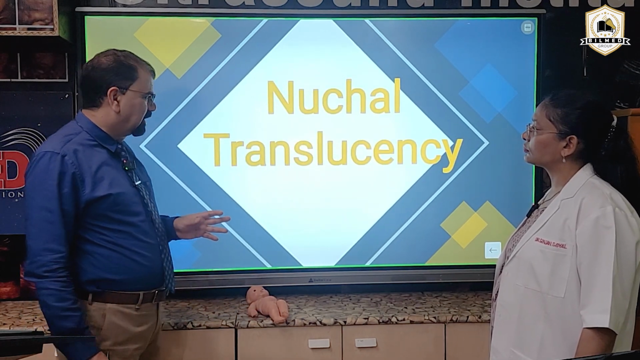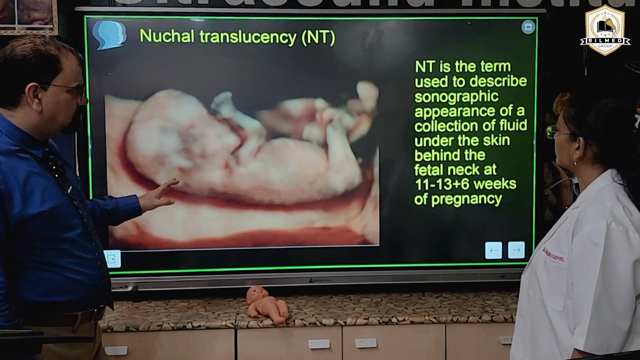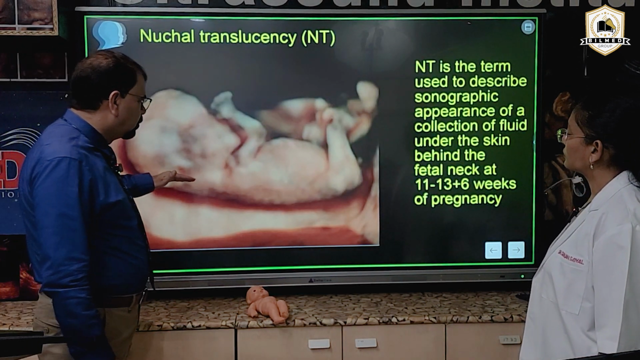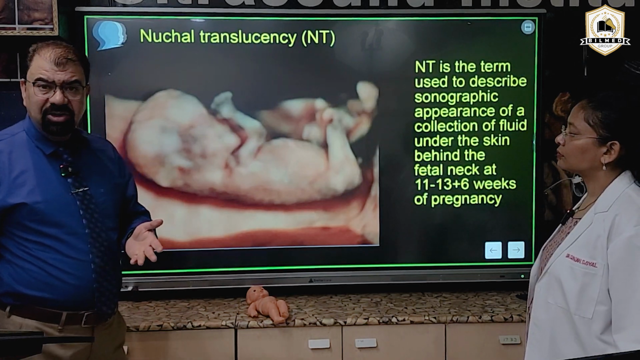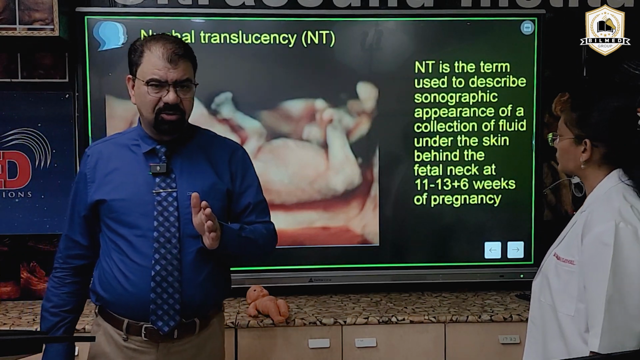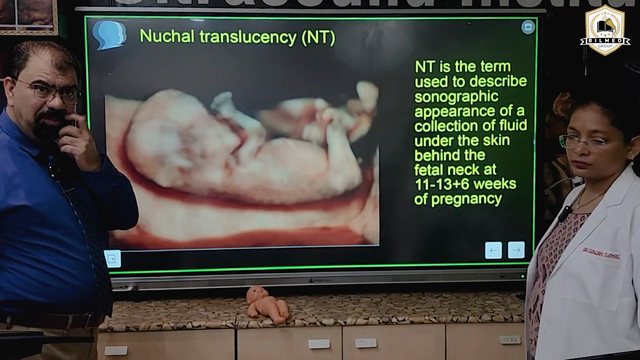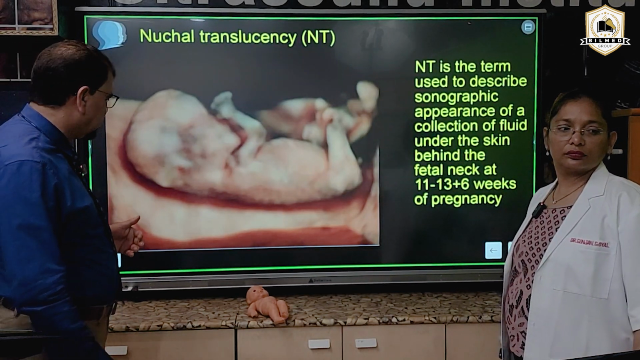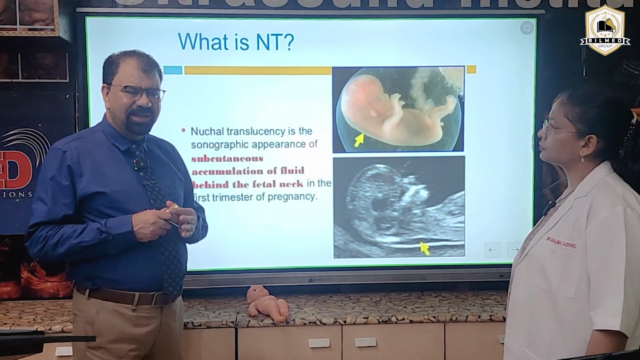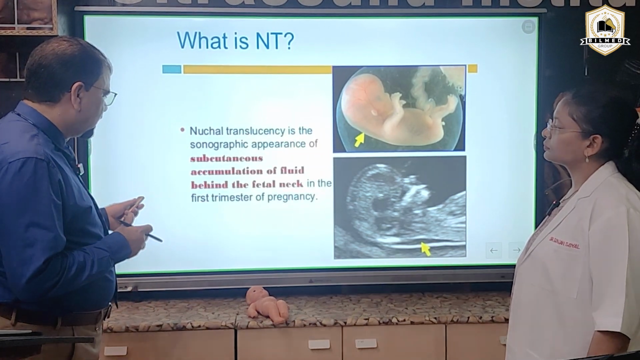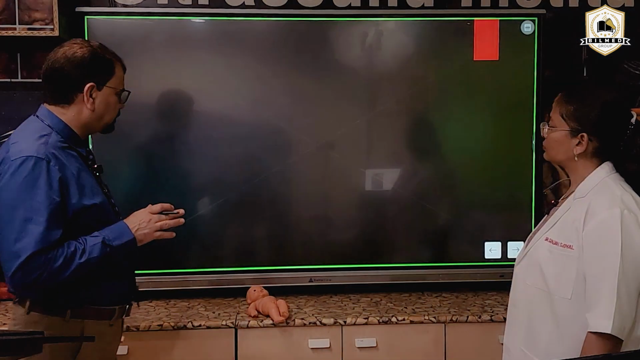So let's start with the nuchal translucency. This is a term used to describe the fluid collection under the skin. At what gestational age? 11 to 13+6 weeks. So it is from 11 to 14 weeks, specifically 13 weeks and 6 days of pregnancy. Sonographically, we see it as a subcutaneous accumulation of fluid behind the fetal neck in the first trimester.